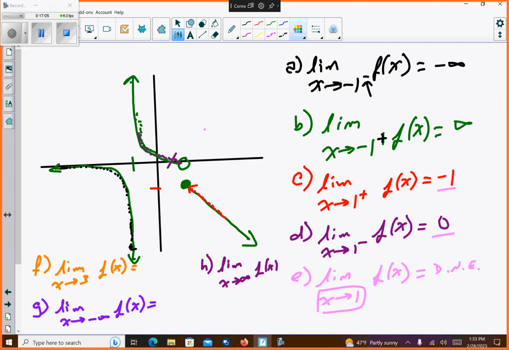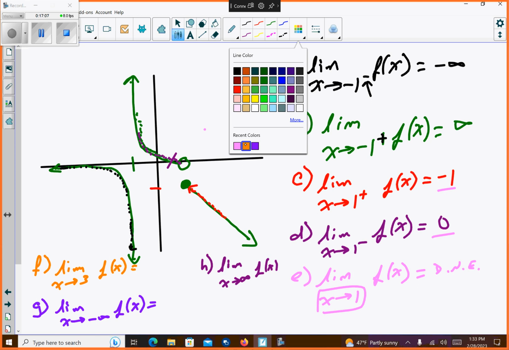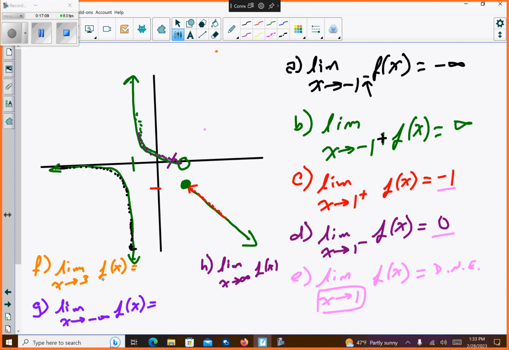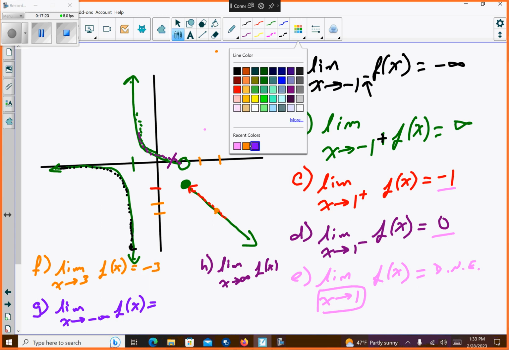All right. Orange. As x approaches 3, so I get to 1, 2, 3. What is this value basically right here? I go with -3.